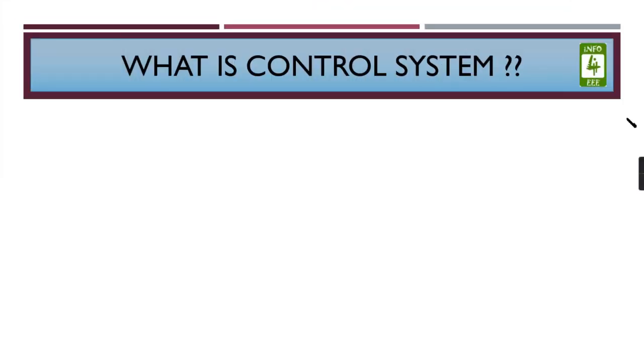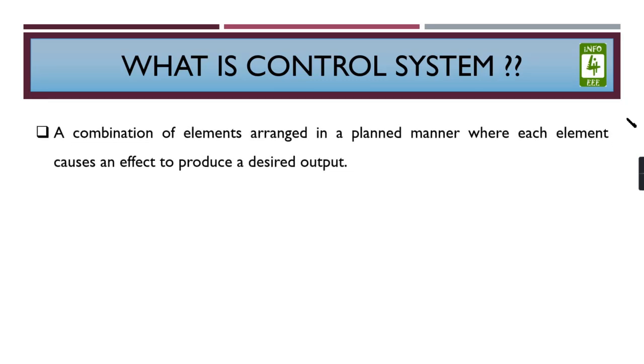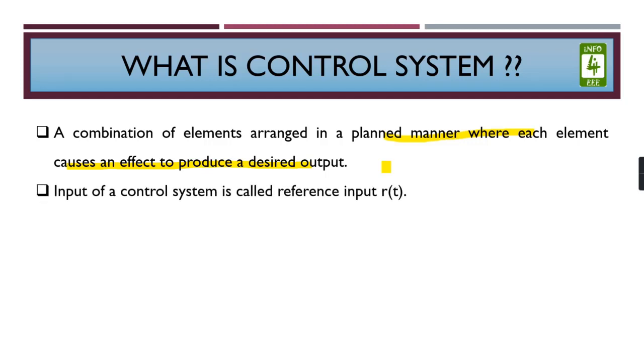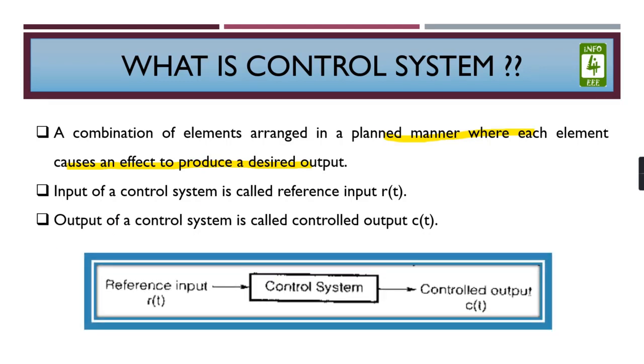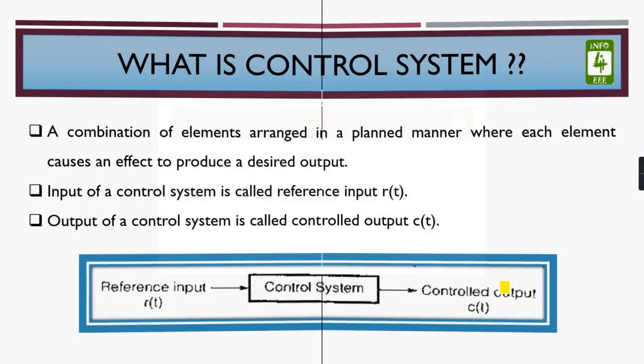So starting with this video, first we have to understand what a control system is. A control system is a combination of elements arranged in a planned manner where each element causes an effect to produce a desired output, which means that we have various input elements and we rearrange or combine them so that we get a desired output. The input is a reference input and the output is called a controlled output. Here is a pictorial representation of the generalized control system. We have R(t), then control system, then C(t).